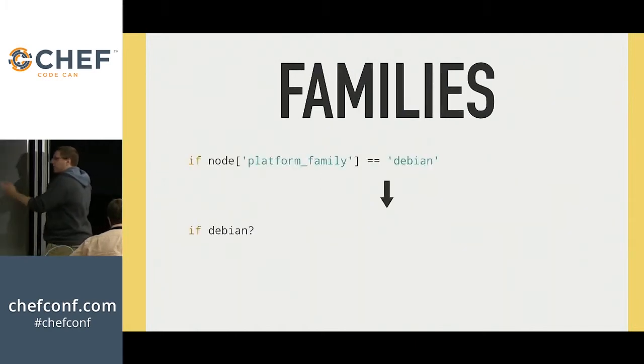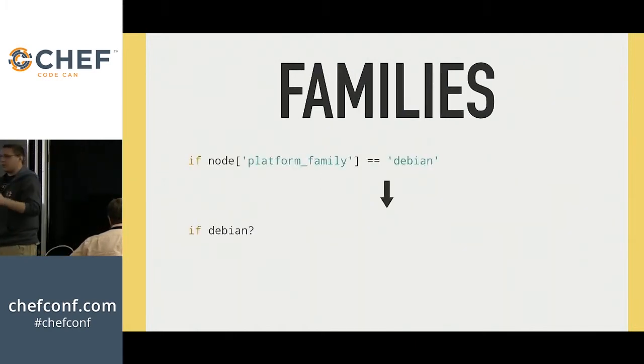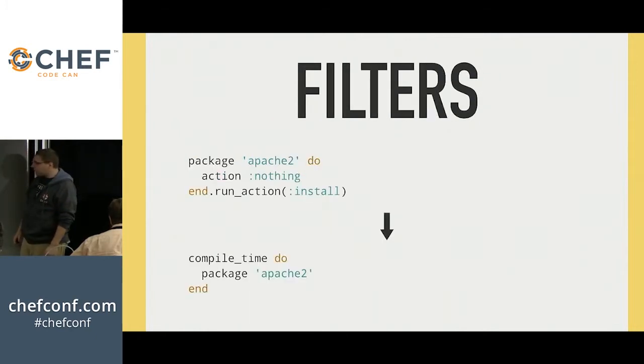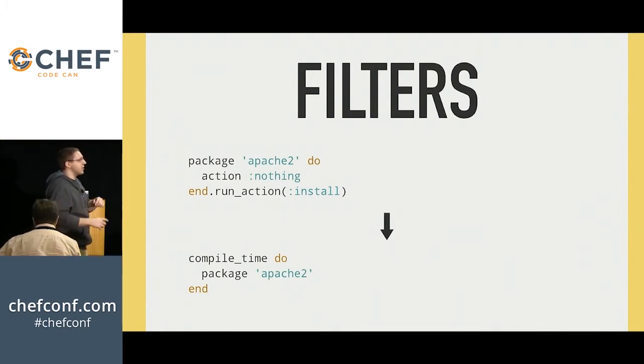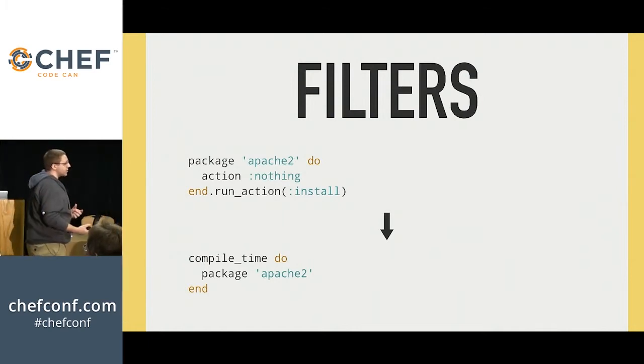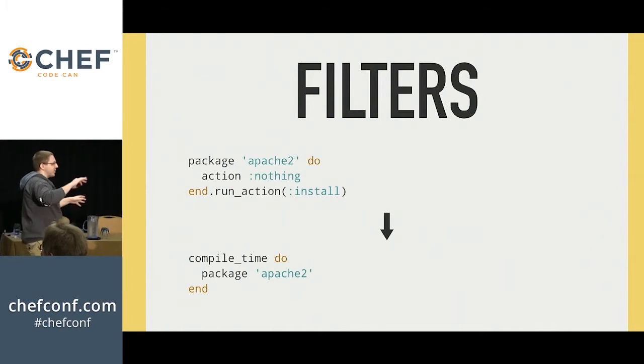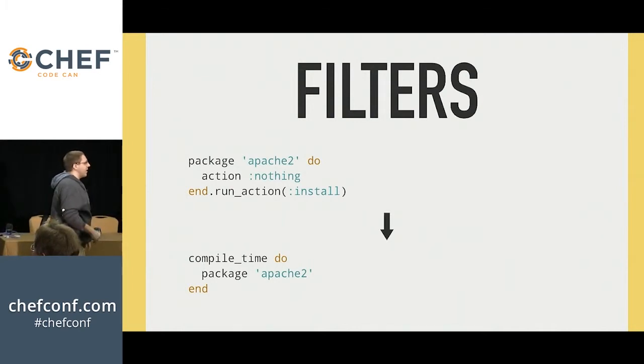And platform families are the same thing. So Debian is kind of the overarching platform that encompasses a bunch of different things. And then one of the last things I want to talk about is filters, which is if you ever do this wonderful thing where you create a resource and you call .run_action on it at the end so that it goes at compile time instead of converge time because you need the package so that you can install your thing before you do your thing.